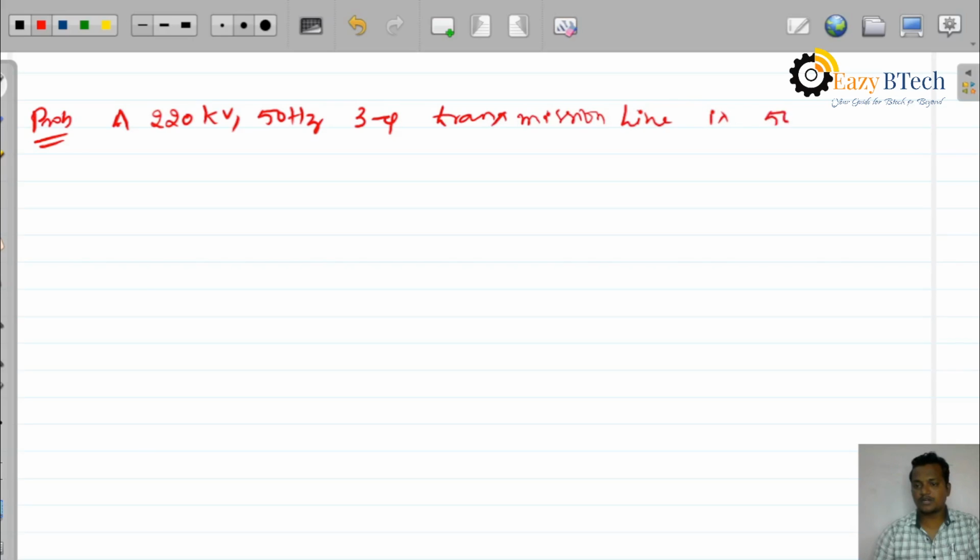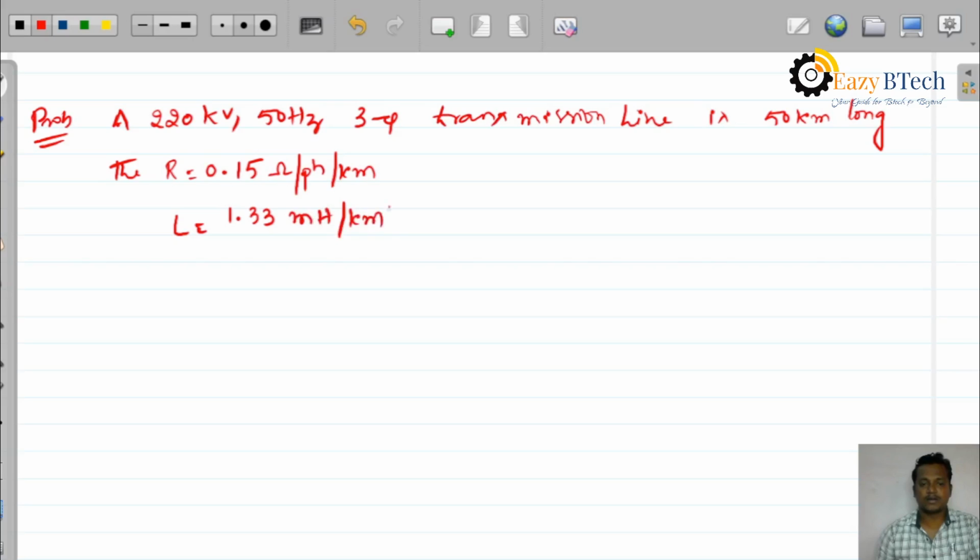is 50 kilometers long. The resistance of the transmission line is 0.15 ohm per phase per kilometer, and the given inductance is 1.33 millihenry per kilometer per phase. Here it is a short transmission line, so the capacitance is negligible. We are not considering the capacitance and conductance.